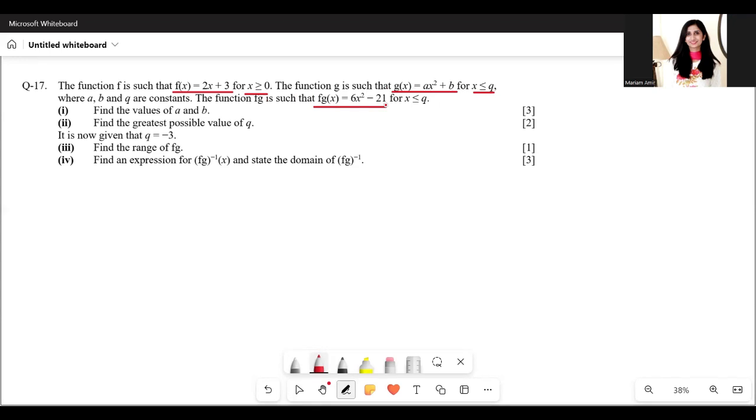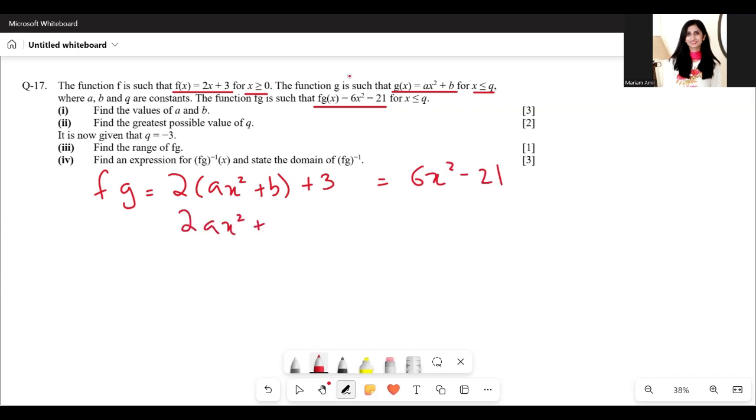All right, so to find fg, we will need to plug g into f. So 2 times (ax² + b) plus 3. And fg is already given to us. It's 6x² − 21. We're going to expand the left-hand side and compare it with the right-hand side.